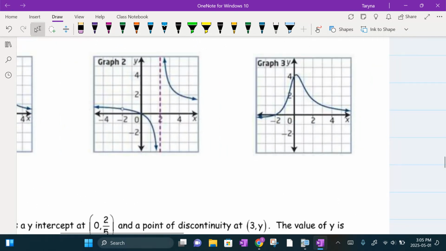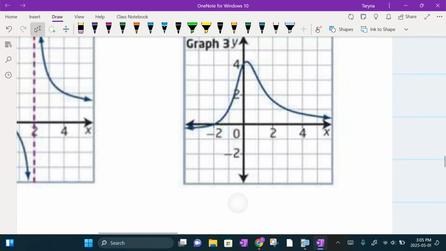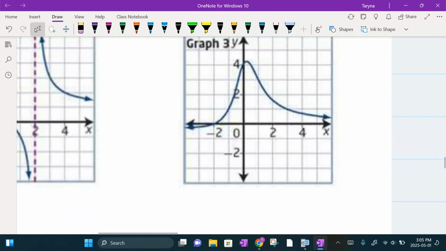Not that you had to know what this looked like, but do you guys see that one? Does that approach a horizontal asymptote on the other side? Yes. So that one is an example of it will have a horizontal asymptote. It does not have a vertical asymptote. Do I expect you to be able to write that equation? No, absolutely not. You have no idea what it is.